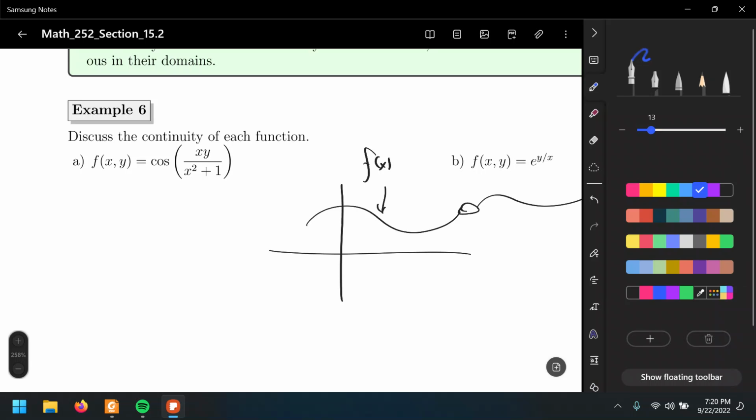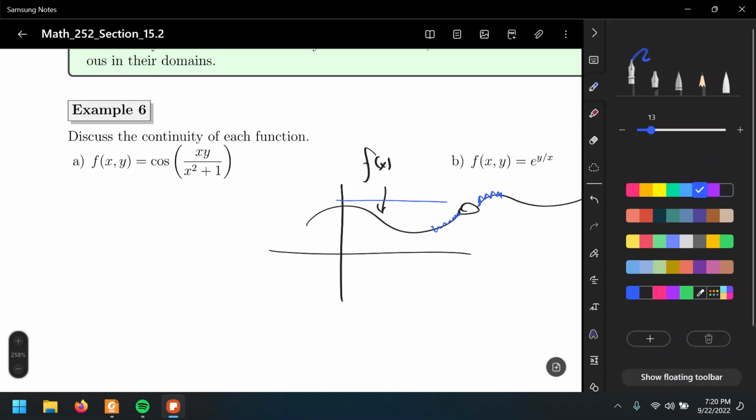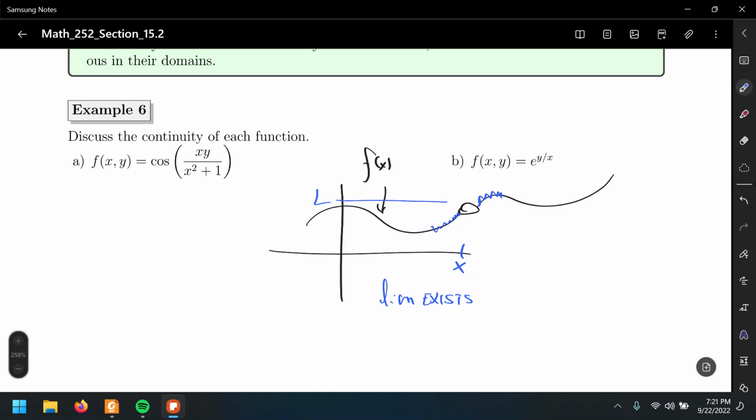And again, the idea is that the limit will exist as long as the limit is exactly the same when we approach from either side. In this case, whatever L is, L and x. So the limit exists. However, the question is, is the function defined at that point? No. But f of x is undefined, all right? It's undefined.